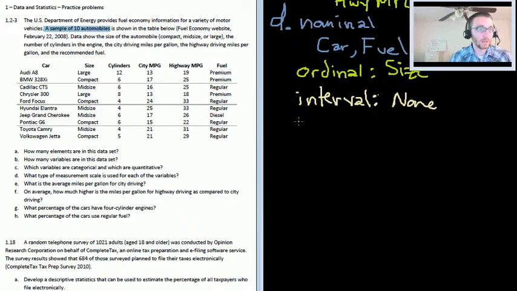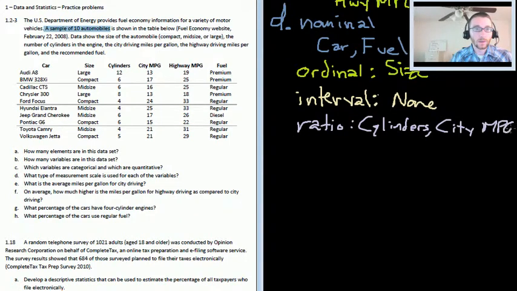So we have our last one, which is ratio scale. That's going to be cylinders, city miles per gallon and highway miles per gallon. That's because we can talk about getting, and you'll see this in car commercials too, right? This one gets twice the miles per gallon of this one. Not exactly, but close, right? Almost twice. Similarly, here we have the Hyundai Elantra gets almost twice the highway miles per gallon, or city miles per gallon, as the Chrysler 300.